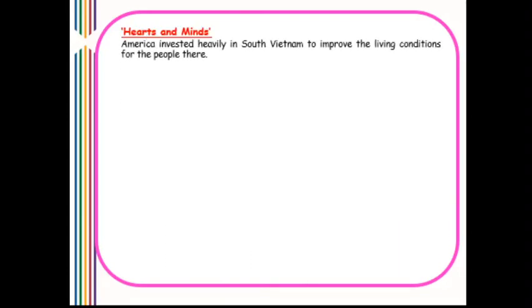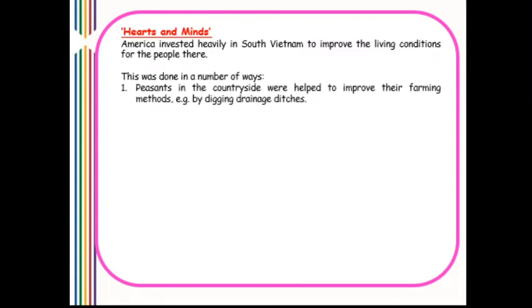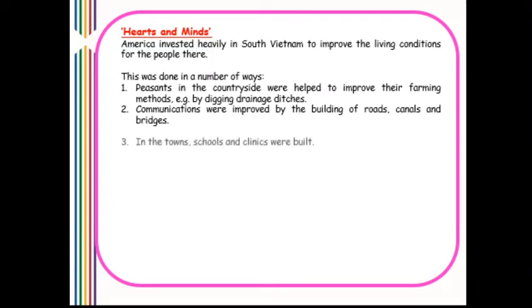So the policy of hearts and minds. So America invested heavily in South Vietnam to improve the living conditions for the people there. This was done in a number of ways. Peasants in the countryside were helped to improve their farming methods, so for example by digging drainage ditches. Communications were improved by the building of roads, canals and bridges. In the towns, schools and clinics were built. Refugees from North Vietnam were given homes.